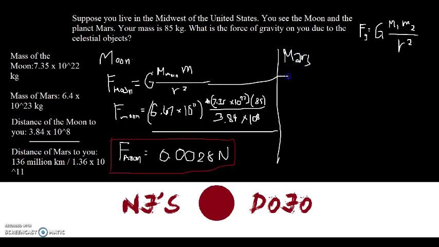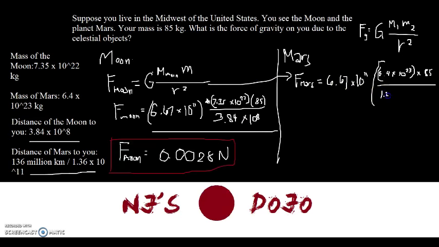So now we've got this. We simply change it to F Mars is equal to 6.67, which is the universal gravitational constant, times 10 to the power of negative 11, multiplied by, since the mass of Mars is 6.4, so we have to multiply it with 6.4 times 10 to the power of 23, and then we multiply that with our own mass, 85 kilograms, divided by the distance between planet Mars and us, which would be 1.36 times 10 to the power of 11.